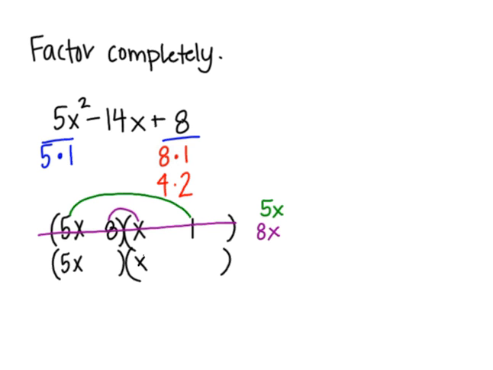So instead of 8 and 1, let's try 1 and 8. Again, 5x times x worked for 5x squared. 1 times 8 works for 8. All I have to do is check my middle numbers, and I do that with rainbows.